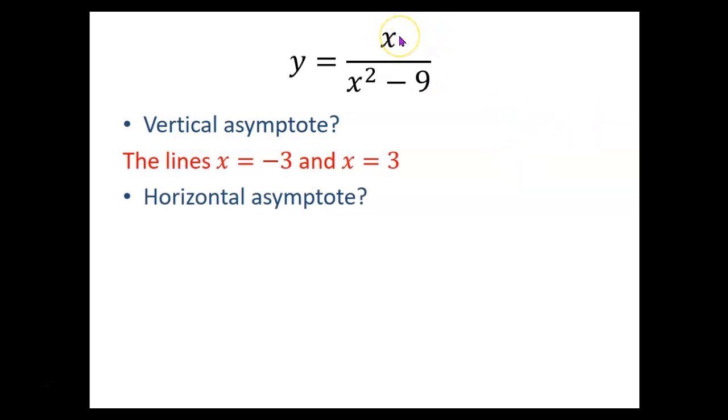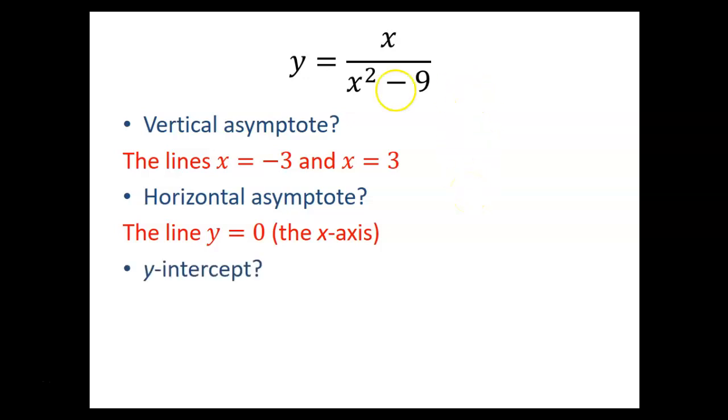What about the horizontal asymptote? What's the degree of the numerator? 1. What's the degree of the denominator? 2. When the degree of the numerator is smaller than the degree of the denominator, the line y equals 0, that is the x-axis, is the horizontal asymptote.